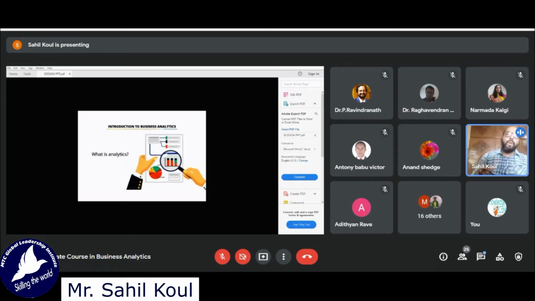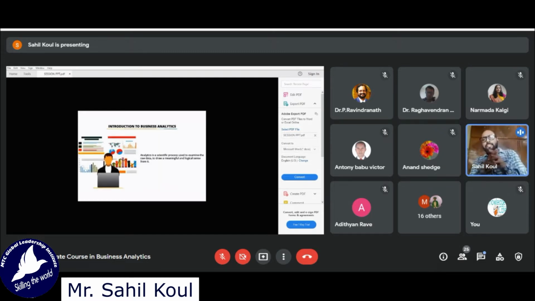So when we talk about analytics, the crux of analytics is that it is a scientific process. This cannot happen like we just take up data and start reading it over. There has to be a scientific process behind everything. So analytics is basically a scientific process that is used to examine the raw data that we have, and to draw meaningful insights from it.